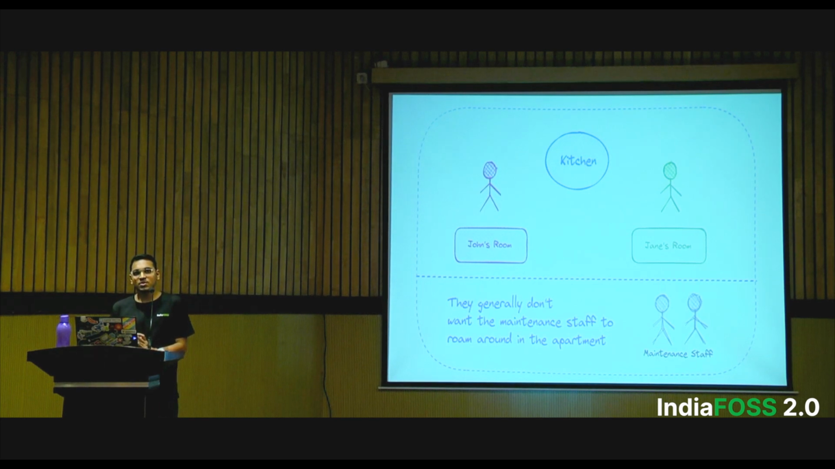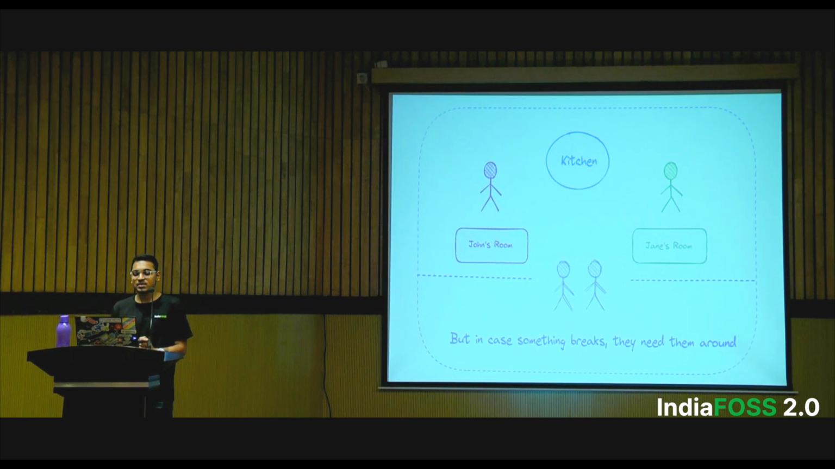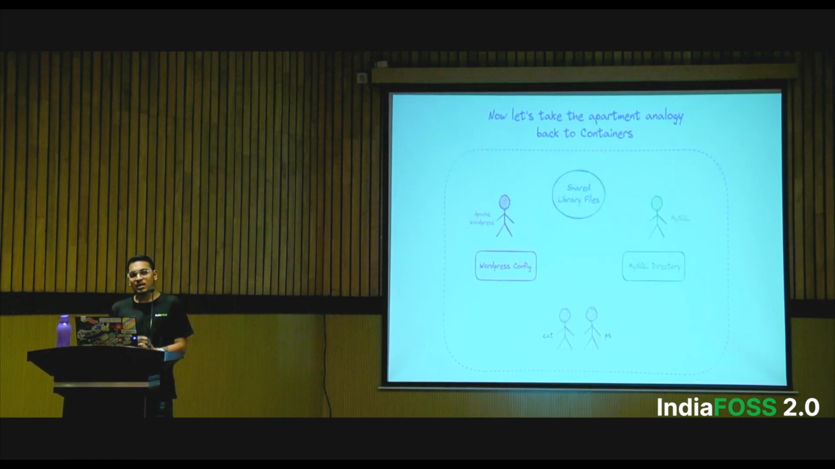They generally don't want the maintenance staff to roam around in the apartment. But in case something breaks, like the kitchen pipe is broken or the gas is not working, something along those lines, they need the maintenance staff around. Now, let's take this analogy back to containers. We have two applications here, Apache WordPress and MySQL. They each have their configurations and directories. They need shared library files to function. And then there are maintenance binaries like cat or ps which help us out when some things are broken.